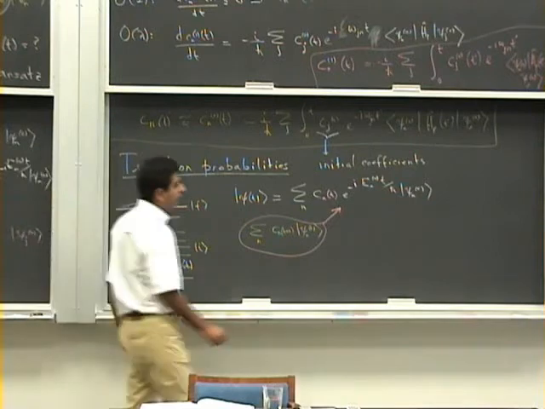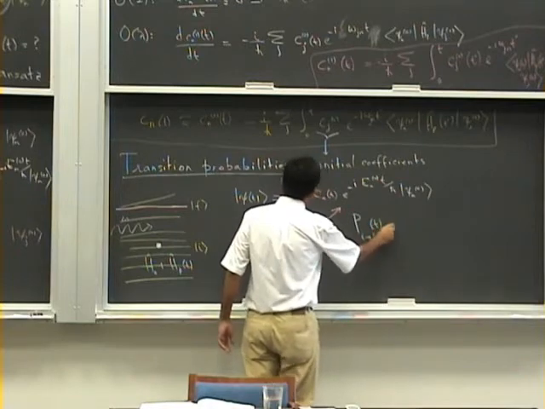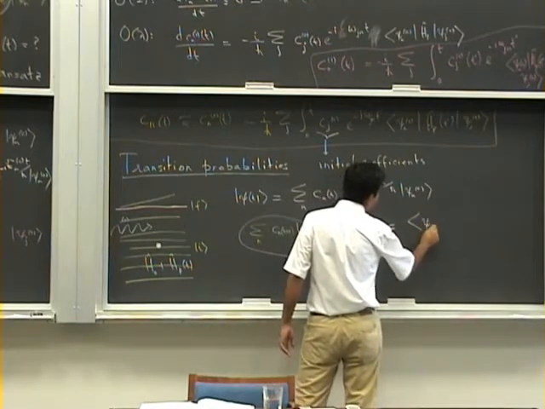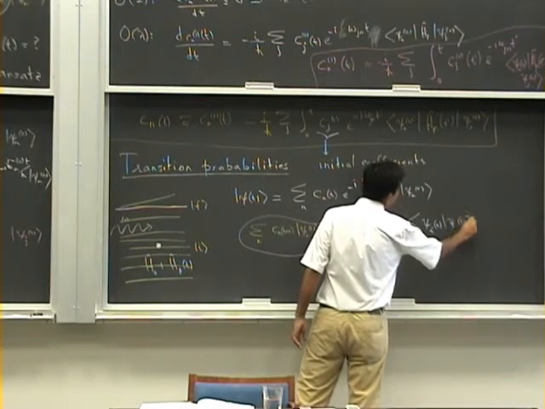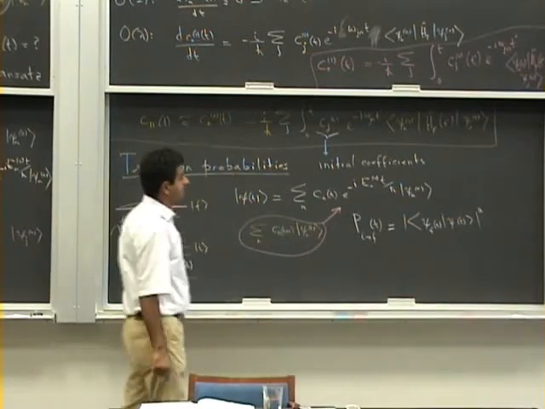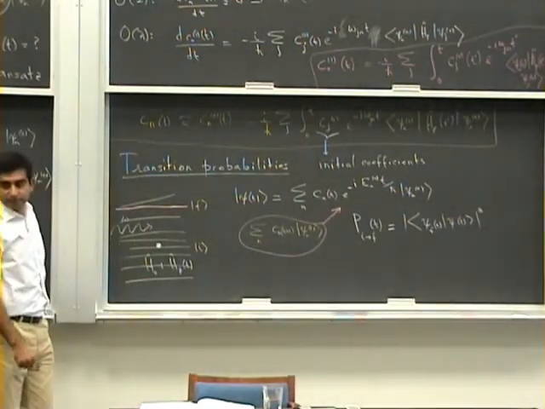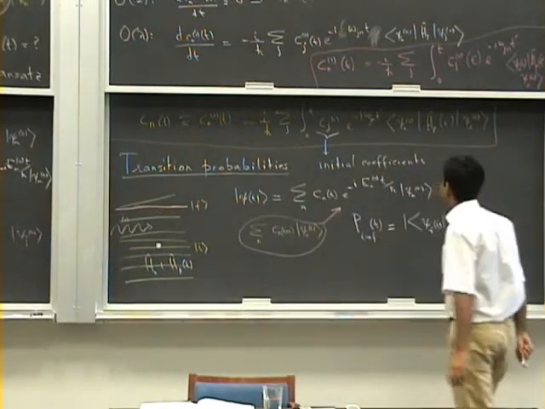So your probability of going from an initial state to a final state, which is a function of time, will simply be the modulus squared of the inner product of psi_f with psi(t). And if you take the inner product of this state with the final state, what do you get?